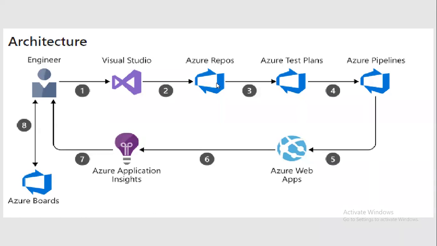And from there, the code will be applied to Azure Test Plans. Azure Test Plans is going to test whatever code is submitted by developers, and they are also going to test the actual package. From there, the code will come to Azure Pipelines. Here we can create two types of pipelines: one is build pipeline and the other is release pipeline.